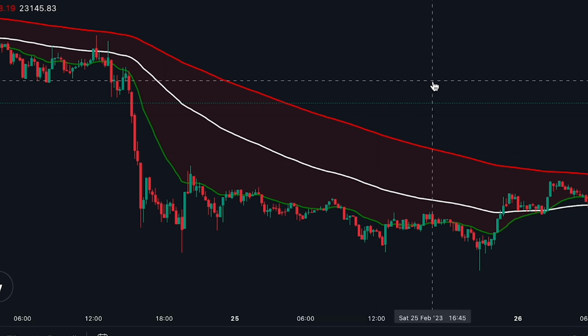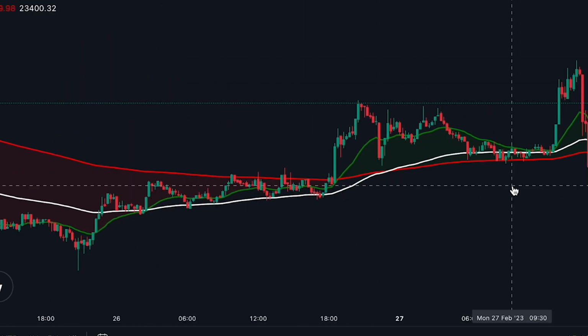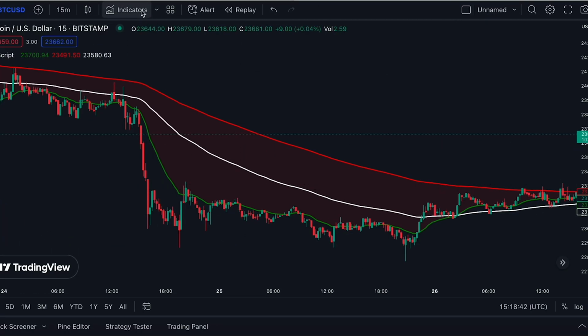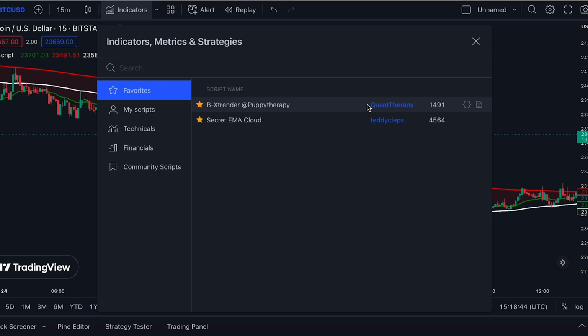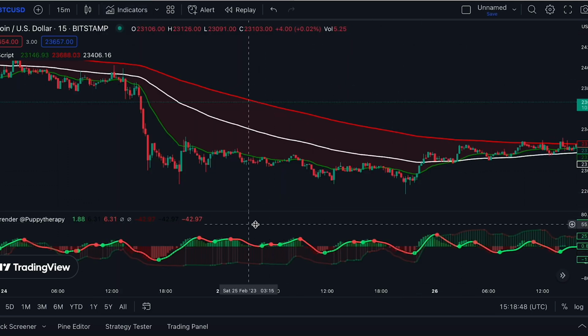Now that you are clear on how the indicator will be used, let's add the final indicator to the chart, which will provide the entry indications. Go to the Indicator Search tab, conduct a search for the BX Trender indicator, choose the Quant Therapy indicator, and then add the indicator to the chart.